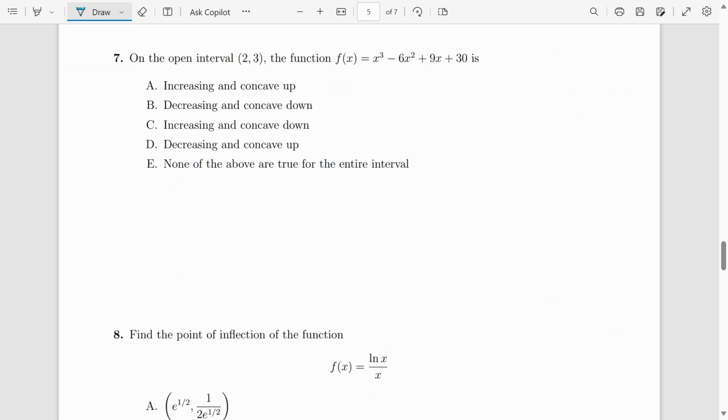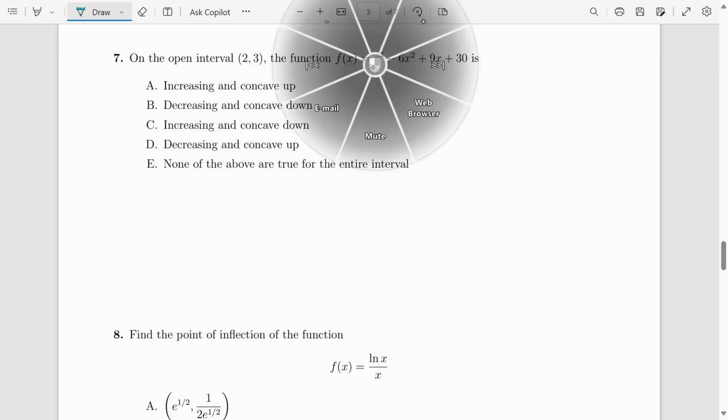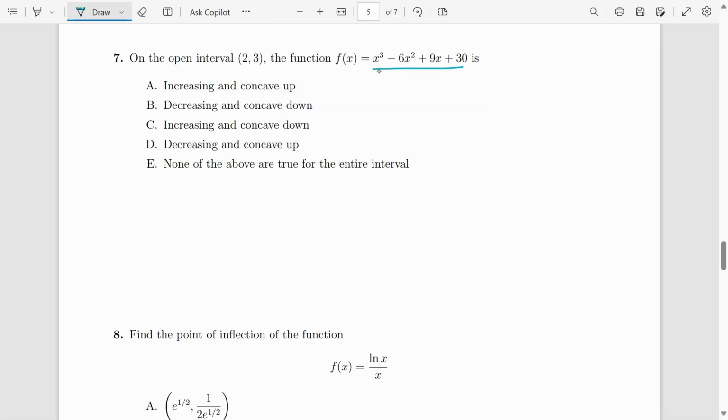Question 7. On the open interval from 2 to 3 exclusive, the function f of x equals this is what? It's increasing and concave up, decreasing and concave down, increasing and concave down, or decreasing and concave up. It's probably not going to be E. They usually don't do that, so I'm just going to immediately cross it out.